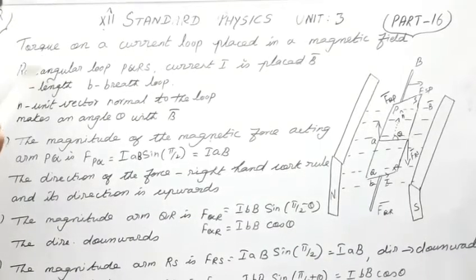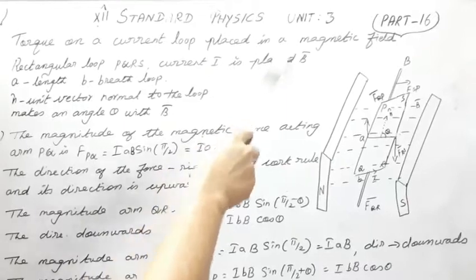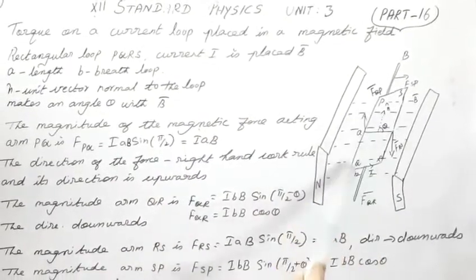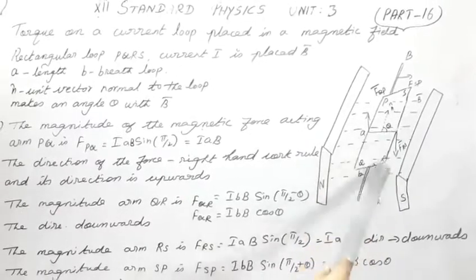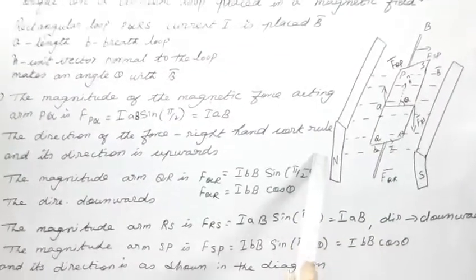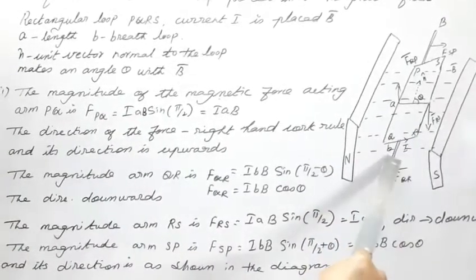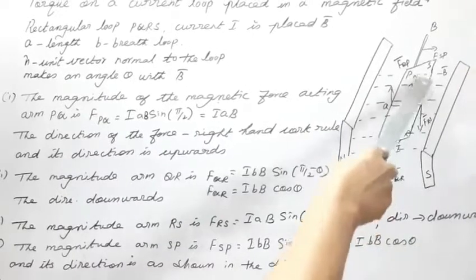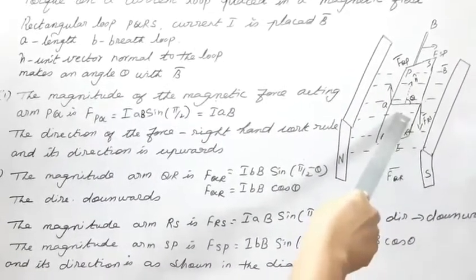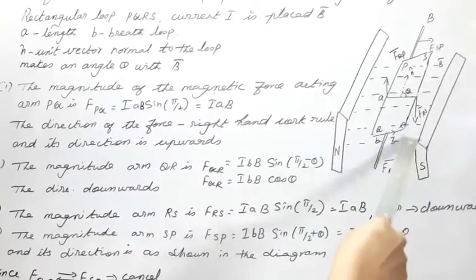And now the topic is torque on a current loop placed in a magnetic field. Consider a rectangular loop PQRS carrying current I placed in a uniform magnetic field B vector. Let A be the length of the loop and B be the breadth of the loop. The unit vector n cap, normal to the plane of the loop, makes an angle theta with the magnetic field. Let us discuss the force experienced by each arm.